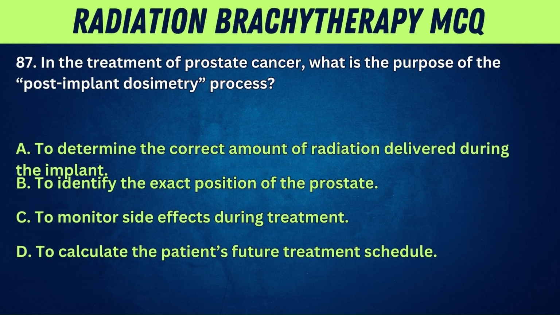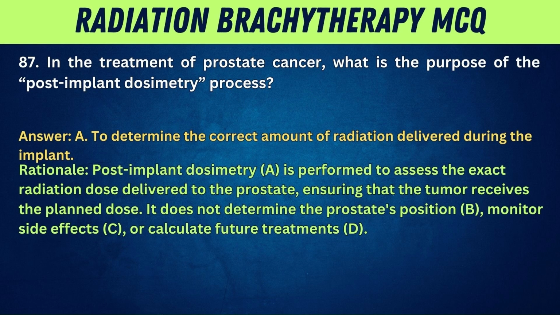87. In the treatment of prostate cancer, what is the purpose of the post-implant dosimetry process? A. To determine the correct amount of radiation delivered during the implant. B. To identify the exact position of the prostate. C. To monitor side effects during treatment. D. To calculate the patient's future treatment schedule. Answer: A. To determine the correct amount of radiation delivered during the implant.